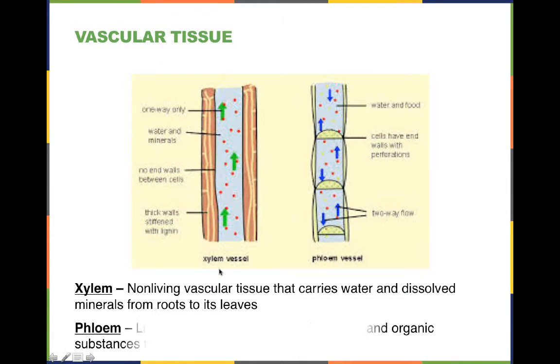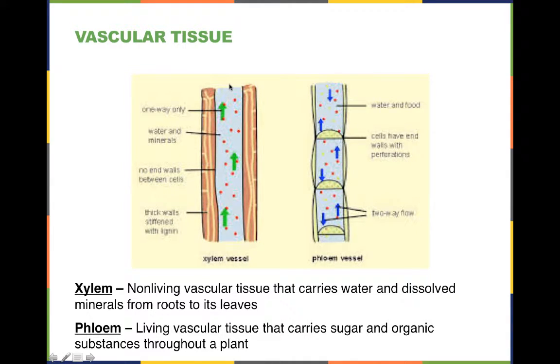The other tissue is called the phloem, and the phloem is living tissue. And unlike the xylem, in which most of the direction is from the roots to the stem, to the leaves and stems, the transportation in the phloem is in two directions because it carries sugars and organic substances throughout the plant, some of which are produced or absorbed from the roots and carried up, some of which are produced in the leaves and carried down. And so in these cases, you have to have two-way flow. And because there's two-way flow, you have these walls that are in between sections of the phloem, and there are perforations that allow for the transport of fluid across to the next section.